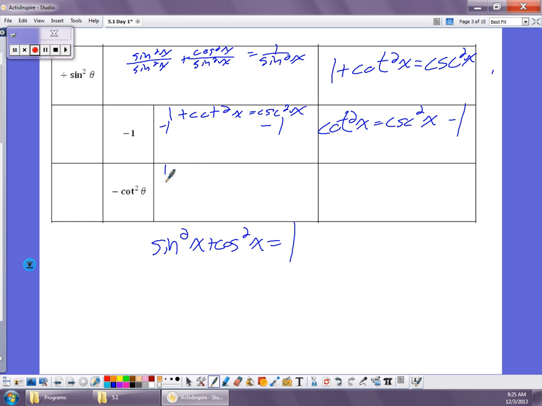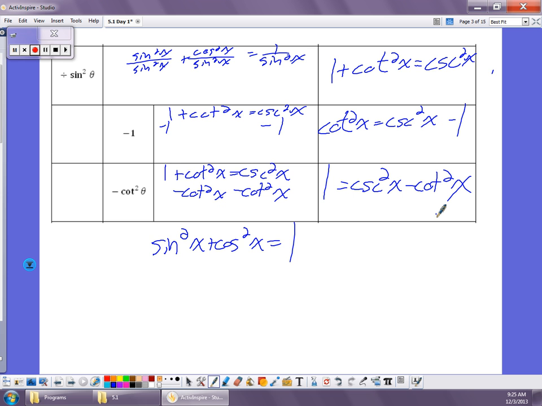And if we went from 1 plus cotangent squared x equals cosecant squared x, and we subtract cotangent, you would get 1 equals cosecant squared x minus cotangent squared x. So again, if you could take something like this, which is not that pretty, and replace it with a 1, that would make your problem much simpler.